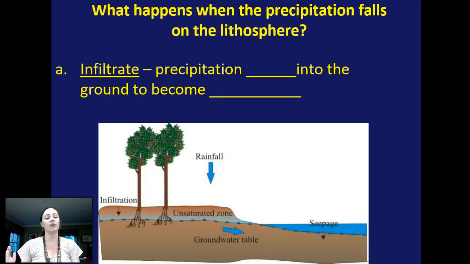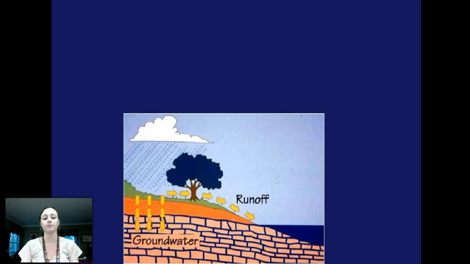Now, once this earth receives that rain, what's going to happen to that water? Well, there's a couple of choices here. It can either infiltrate, which means that the water or the precipitation will seep into the ground and it will become groundwater or water under the ground.